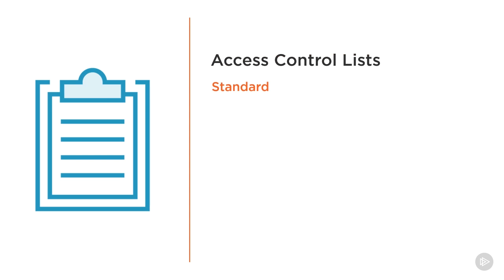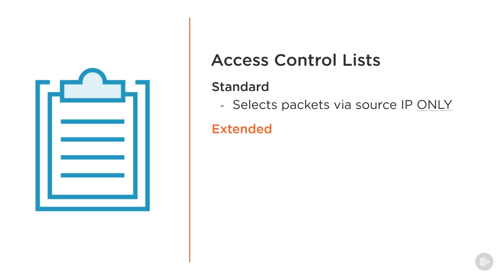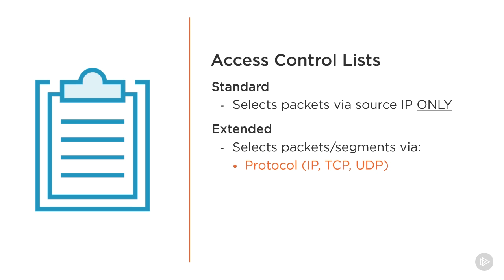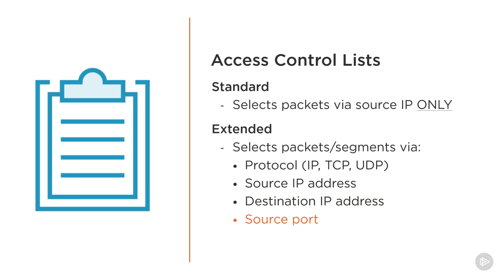We have two types. The first type is a standard access control list. Now, a standard access control list is an access list that selects packets based on the source IP address only. Extended access lists can do a lot more filtering. They can select packets and or segments via the protocol, IP, TCP, UDP. There's others in there as well. We can select it by the source IP address, destination IP address, source port, destination port, among other things in that extended access list, depending upon what protocol we are using.